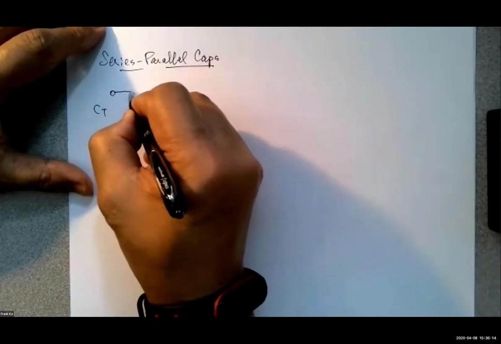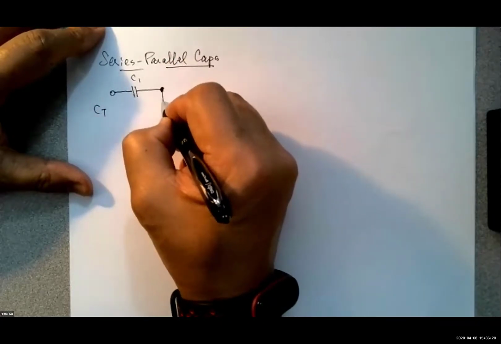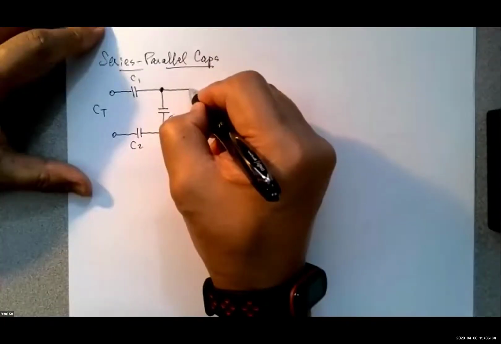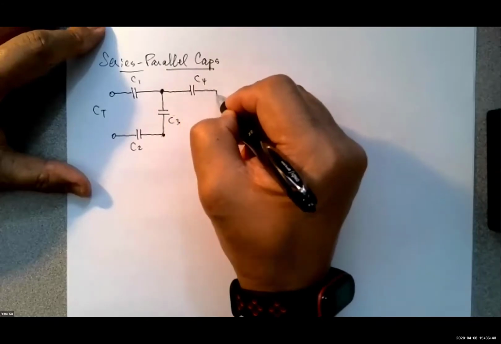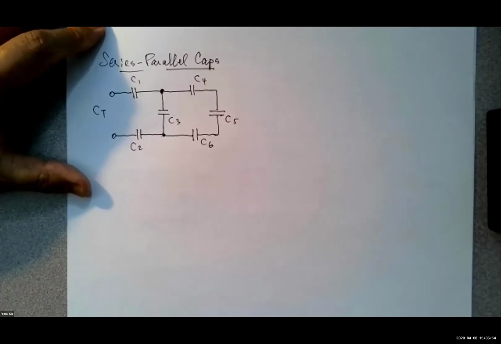Thank you. Here's the cap, C1. Here's the cap. Here's another cap. I'm going to make this one C2, make this C3. Here's another cap, C4. C5. Here's another cap. Do C6. Sure, why not? We have 6 caps.